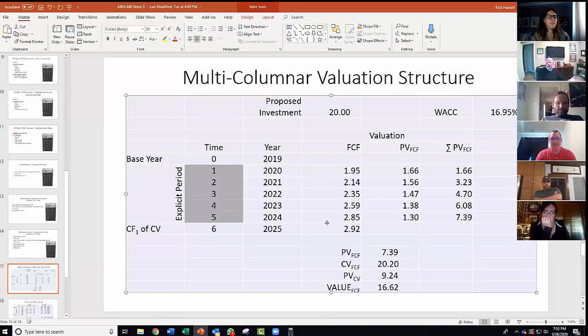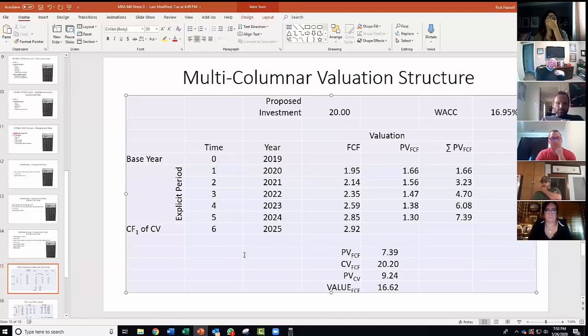Well, in this case, all it's done is give me the ability to have a CF1, or cash flow at time 1. Time 1 being the year following the years of my explicit period. Well, I'm going to take my summation, the sum of the present values of my free cash flows during my express or explicit period. How do I get them? Well, I take the present value of each of the free cash flows. How do I get those? I take the free cash flows and divide them by 1 plus my discount rate, in this case 16.95%, to the power of time.